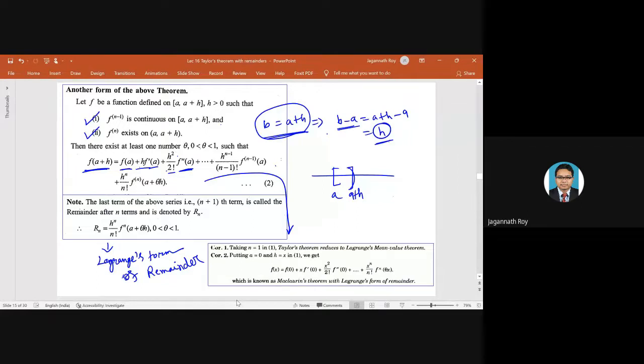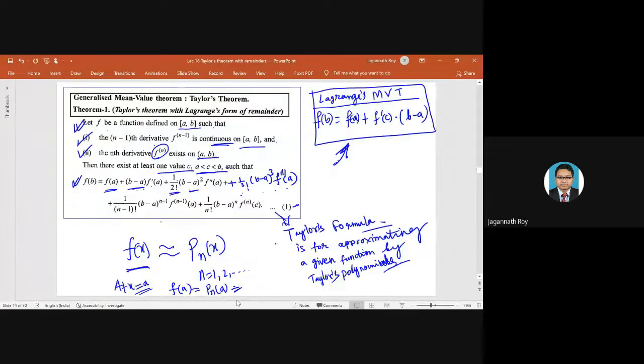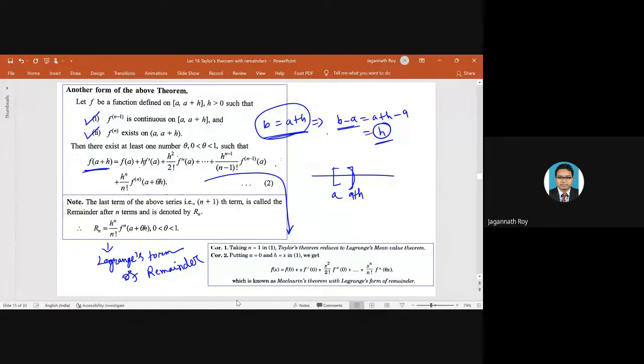And then we'll have another term. For example, last time we saw one variable c, which is a number within the open interval (a, b). Now in place of c, what do we write? a plus theta h, for theta between 0 and 1. For example, if you write a, this is a and h.